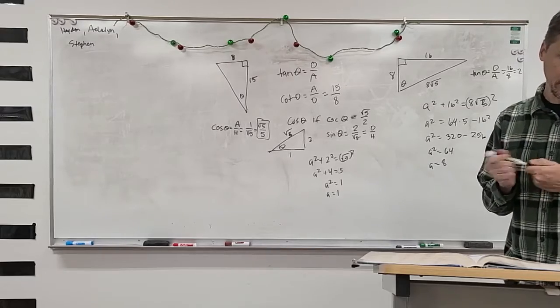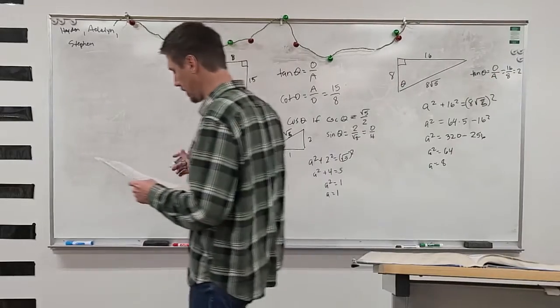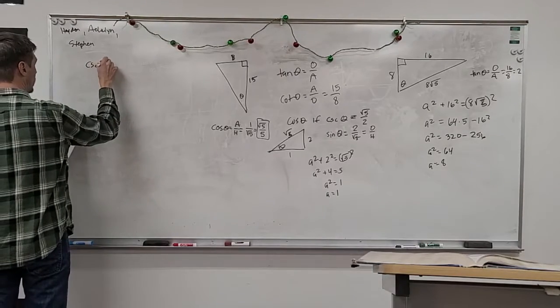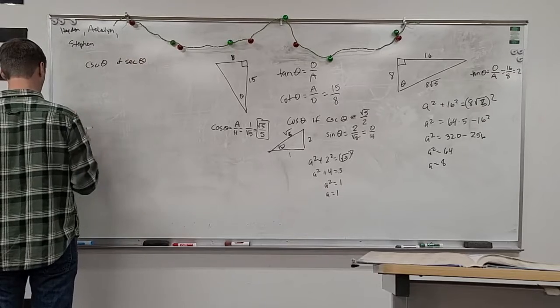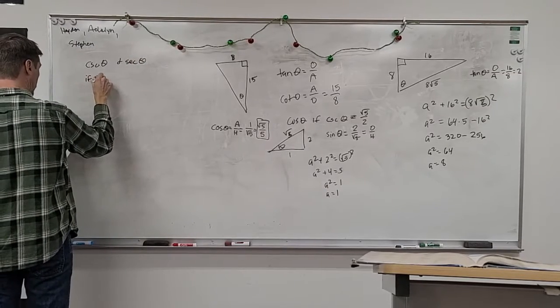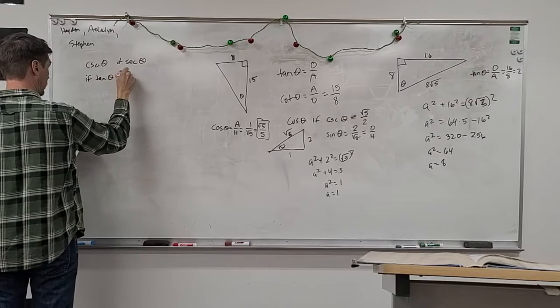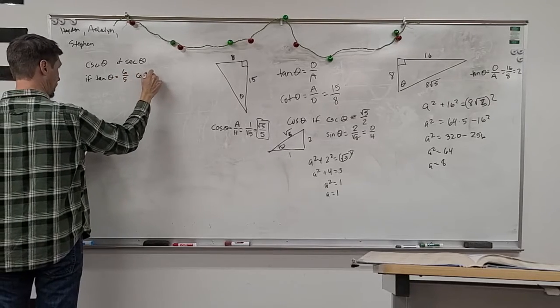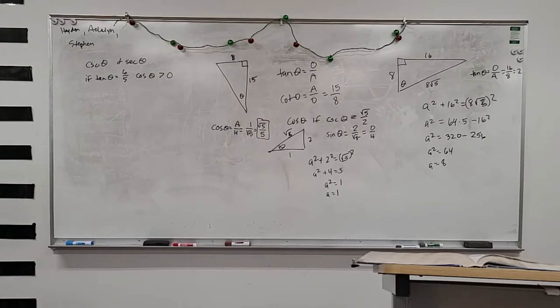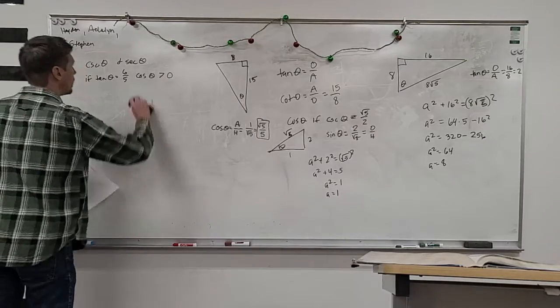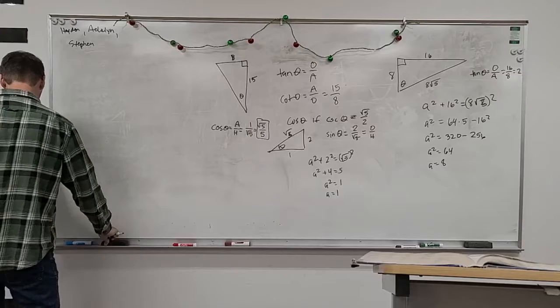So let's do 59, for example. So we're asked to find the cosecant of theta and the secant of theta if the tangent of theta equals 6 over 5, and cosine of theta is greater than 0. I don't want to do that one. That one's easier than I want to do. I want to do 61.